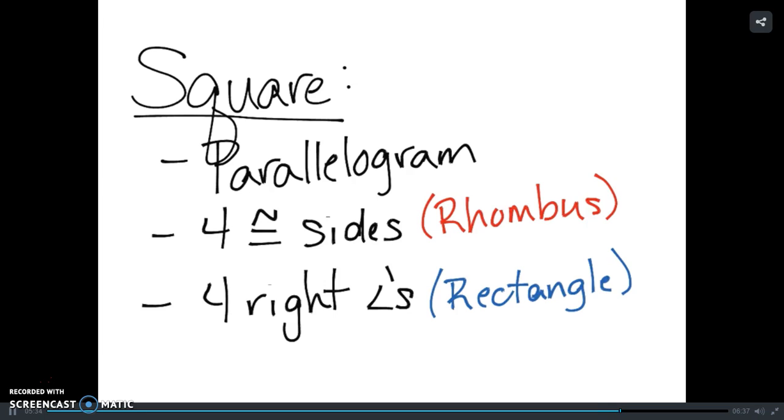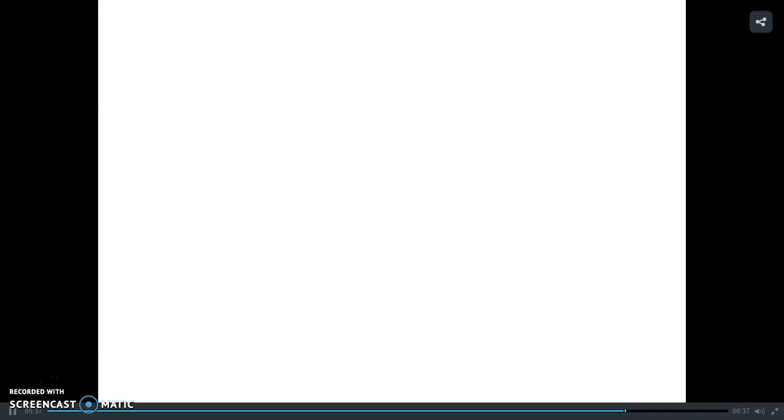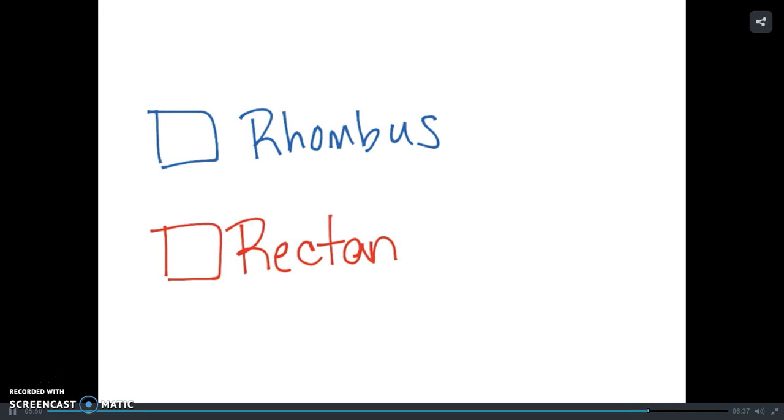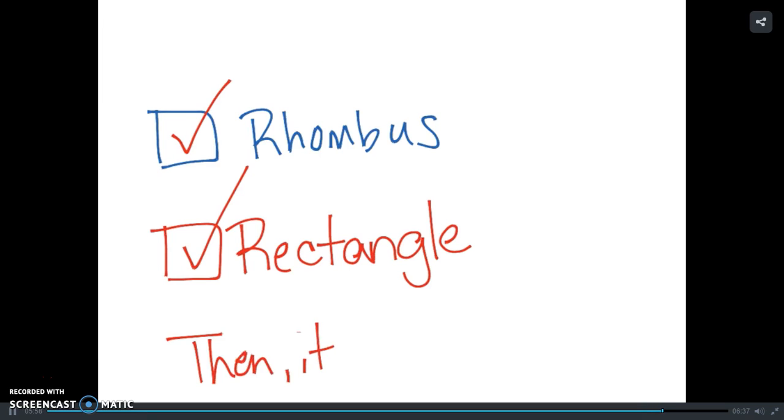So if you were trying to prove is something a square, you would first need to prove, is it a rhombus? And you would need to prove, is it a rectangle? If you can prove that it is both of those, if we get check marks in both, then it is a square. So we're going to see lots of information there that combines those two other quadrilaterals that we've been dealing with, the rhombus and the rectangle.